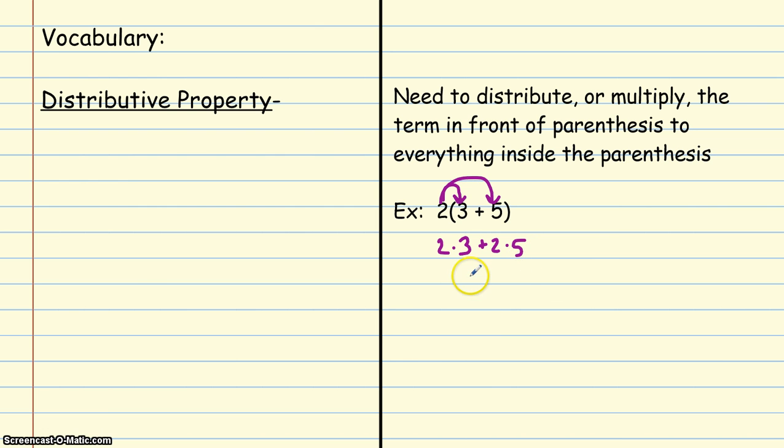If we want, we can keep going. 2 times 3 is 6. 2 times 5 is 10. So then we can add them together, and 6 plus 10 is 16. But the distributive property is to take the term, or whatever is right next to the parentheses, and multiply it by everything inside the parentheses. Alright, let's go ahead and do some examples.